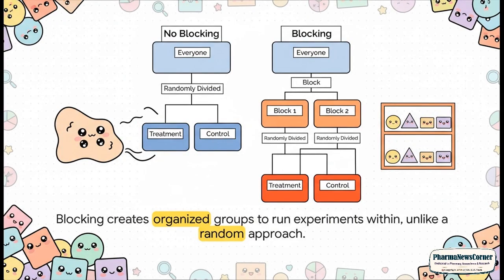And this image shows the difference so clearly. On the left side, without any blocking, everything is just a chaotic mix. But look at the right side. That is the organized approach. First, you see we create these neat groups, block 1, block 2, and then you run your experiment inside each of those similar groups. Much better.